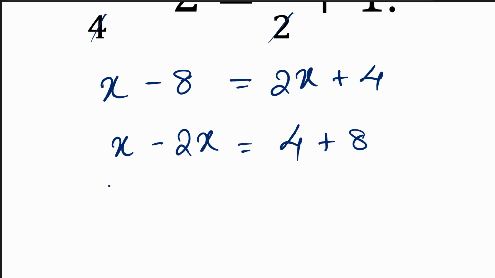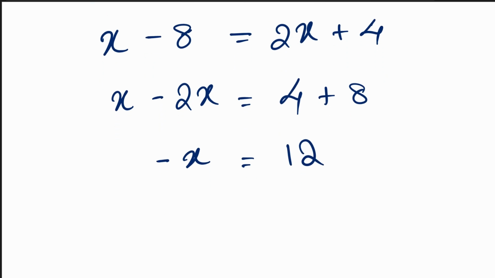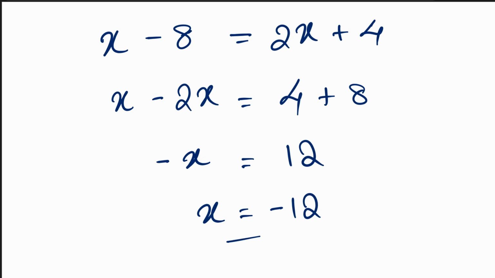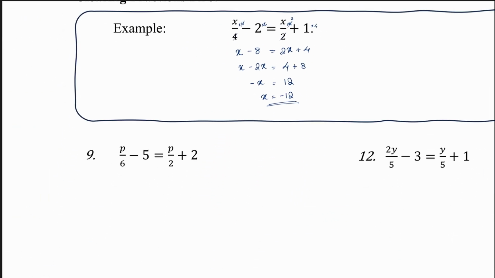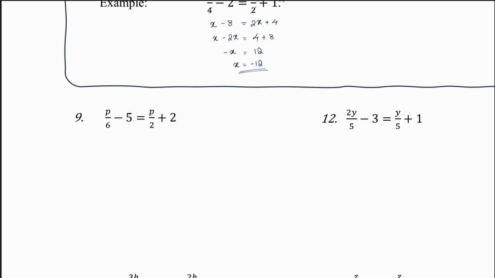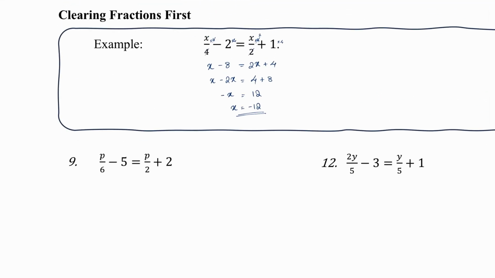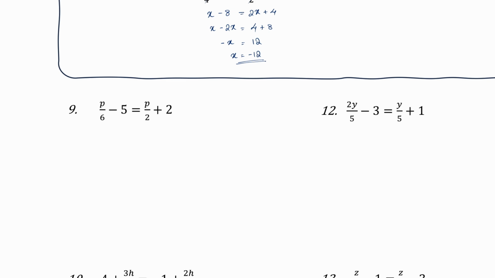So x minus 2x is negative x, equal 4 plus 8 equal 12. So negative x equal 12. Therefore, x equal negative 12. That's it. So you have to apply the same strategy for these questions.